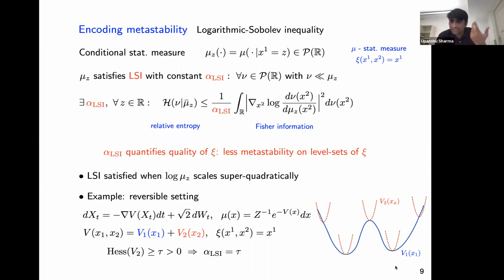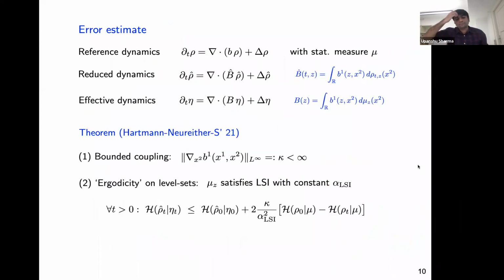What you're expecting is that along this direction, the dynamics might not converge as fast as it will converge in the other direction. Somehow the orthogonal direction equilibrates faster. Okay, so with this kind of assumption in mind, we can now present the main result.